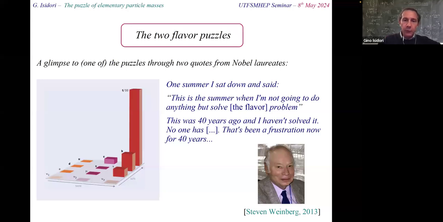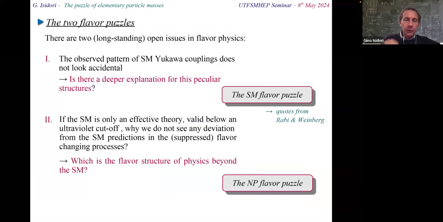But so let's put some order now. Besides these quotes, let's look at the problem in more quantitative terms. First of all, we have to realize that there are two independent problems. One is what I would call the standard model flavor puzzle, which is the one that I illustrated with these two quotes. That is, the pattern of the Yukawa couplings, which correspond to the pattern of quark and lepton masses, is quite peculiar. It's very peculiar, and it seems to hint to a possible deeper explanation in terms of symmetry and symmetry breaking.